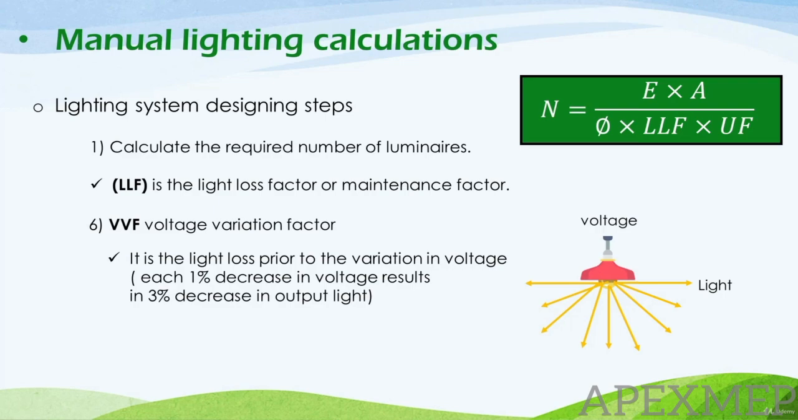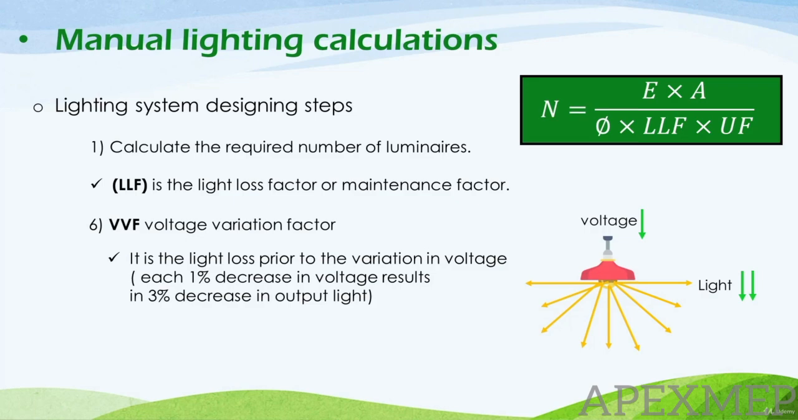So if the input voltage of the lamp decreases, the output light of the lamp will decrease greatly. And this is because each 1% decrease in the input voltage results in a 3% decrease in the output light. So it has a larger effect of decreasing the output light, which is about 3 times the decrease of the input voltage. And for that reason, the voltage is an important factor which we must keep at a constant value, not to affect the output lighting system or the output lumens.